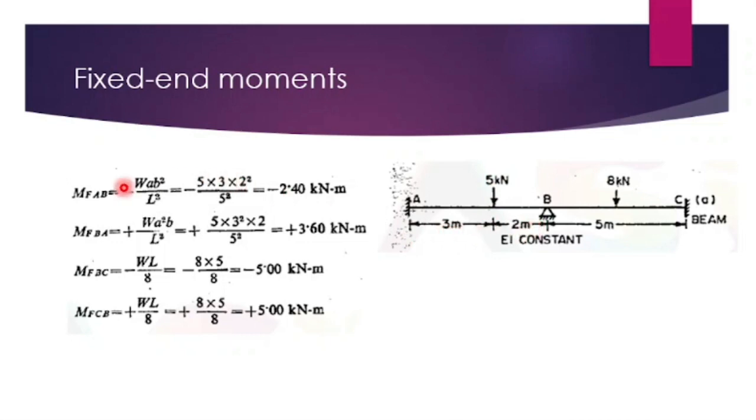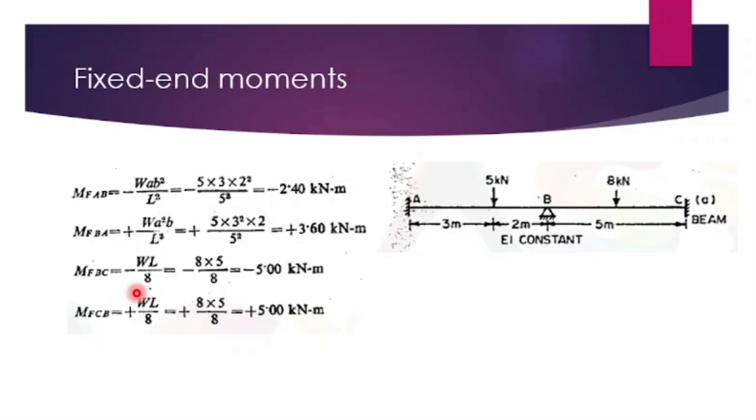What is the formula? W A B squared by L squared. And for B to A, you have to use W A squared B by L squared. So if you are adding that, you will be getting these 2 answers. And if a load is acting at the center, for the span B to C, you will be using WL by 8. Okay, what is the second step?